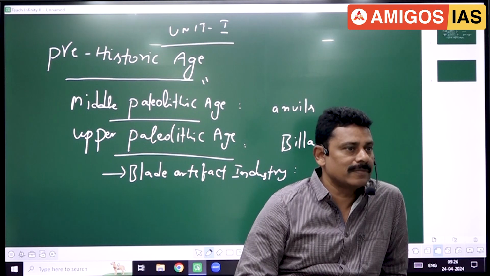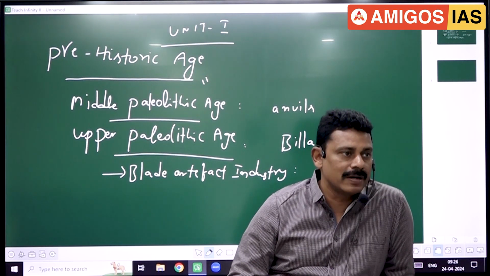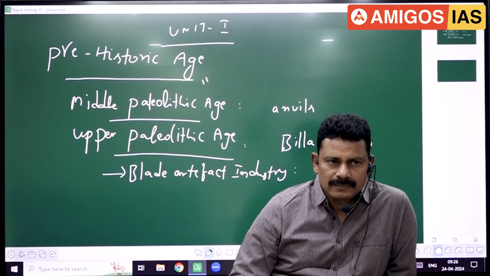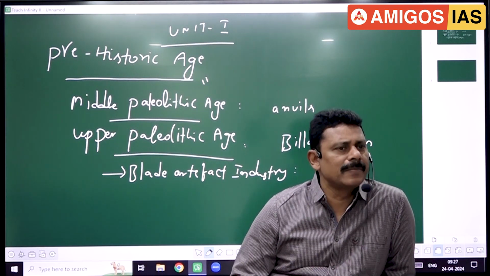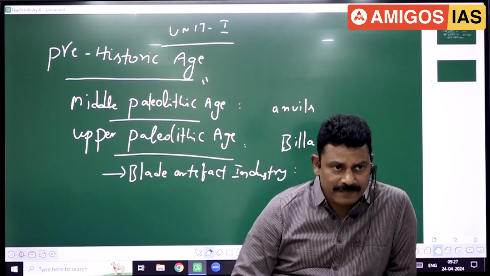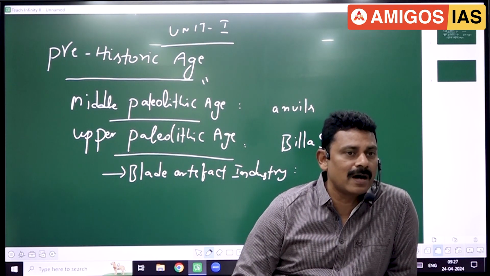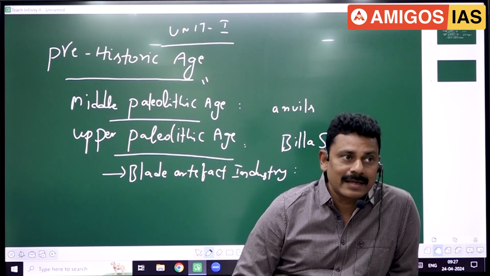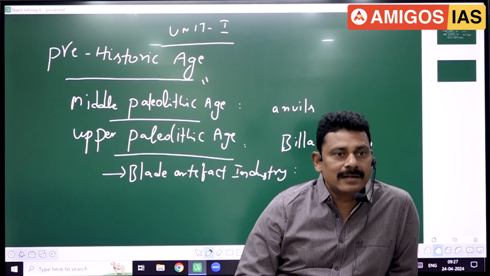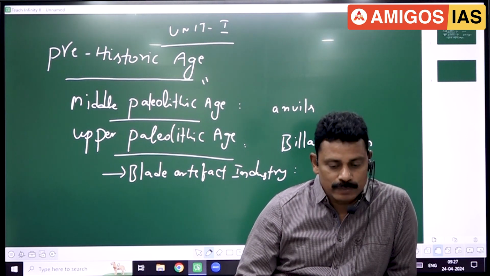Retouched blades, one of the major implements that were found in this period. Retouched blades, అంటే పదును చేసినటువంటి బ్లేడ్లు, పదును చేసిన బ్లేడ్స్. They used to be very sharp, which can be used for attacking the animals and cutting the animals after they were attacked by the humans here.